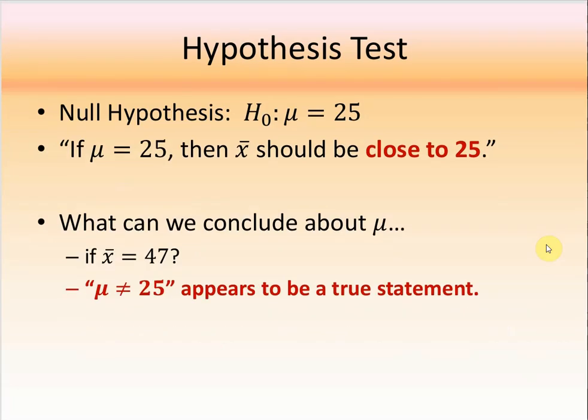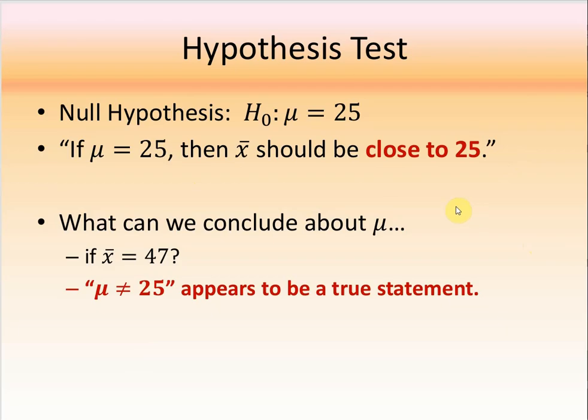However, if you have a sample mean that is really different, like 47, I think we can agree that's not that close to 25. There you can say, okay, well, we have our conditional statement up here. If mu is 25, x bar should be close to it, but the then part is clearly false. 47 is a lot bigger than 25. To say it's close to it doesn't really seem right. It seems like 47 is much bigger.